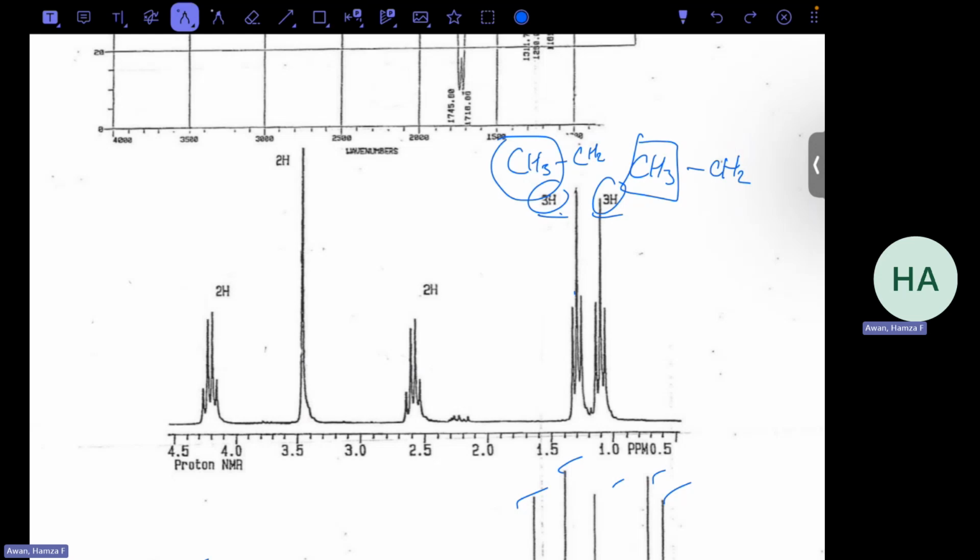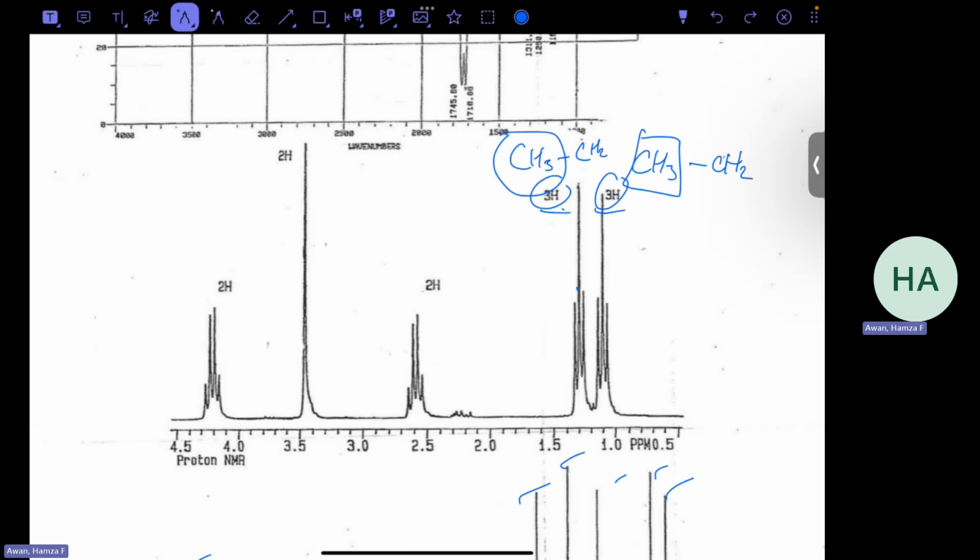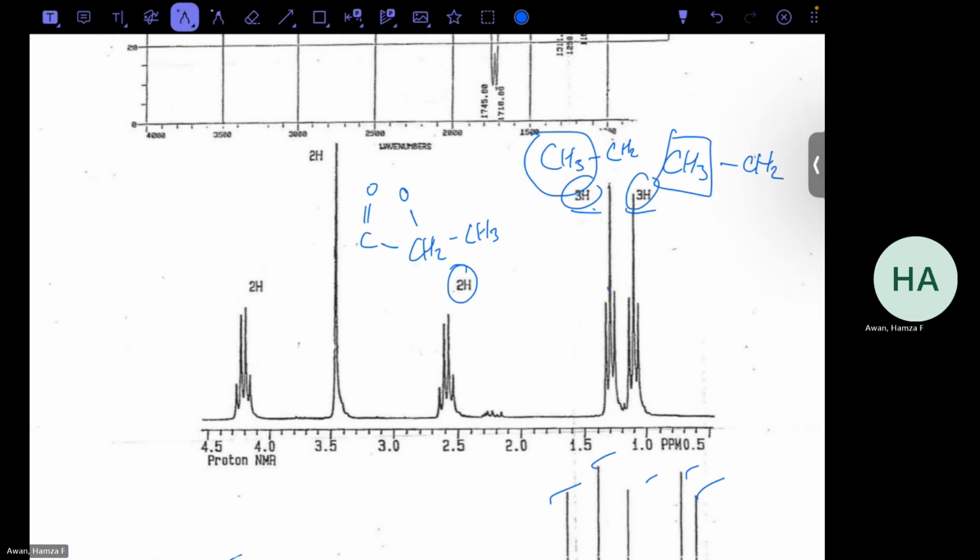So keep going. Also, this CH3 is slightly deshielded, so maybe it's close to an oxygen somewhere, right? So going on, we have a CH2 that's bonded to a CH3, and this is very deshielded. So maybe this is bonded to an oxygen, or maybe it's bonded to a carbon that has a double bond to an oxygen. So we don't know if it's like this or like this yet.